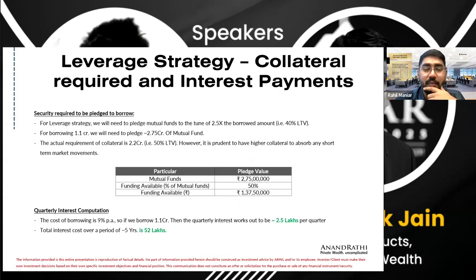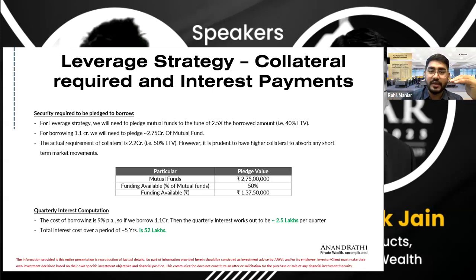Now, the thing that I mentioned in the earlier slide was that we're going to pledge our existing mutual funds. So how much do we need to pledge? Leverage strategy, collateral required and interest payments. Security required to be pledged to borrow: for the leverage strategy, we will need to pledge mutual funds to the tune of 2.5x the borrowed amount, which is 40% LTV. So for 1.1 crore, we'll need to pledge 2.75 crores of mutual funds. The actual requirement is 2.2 only, 50%. However, we're keeping a little higher to absorb any short-term fluctuation.